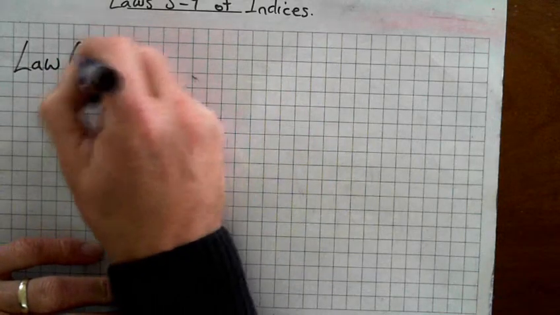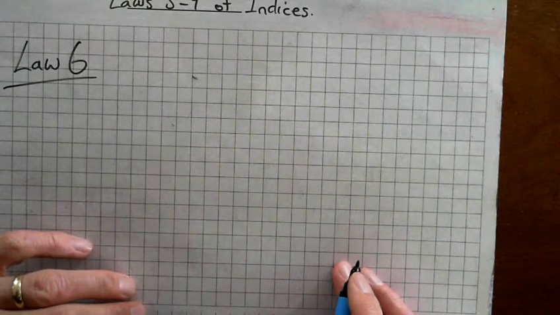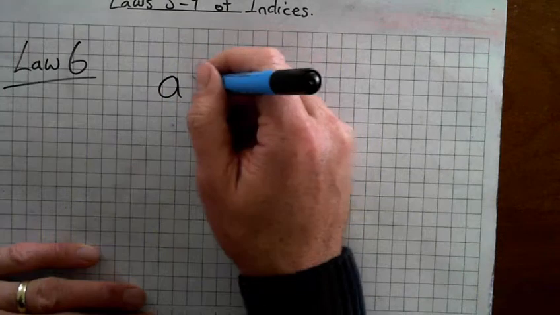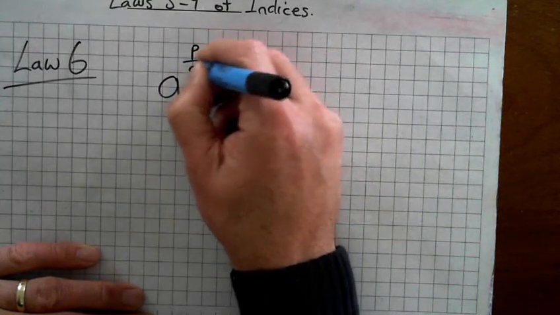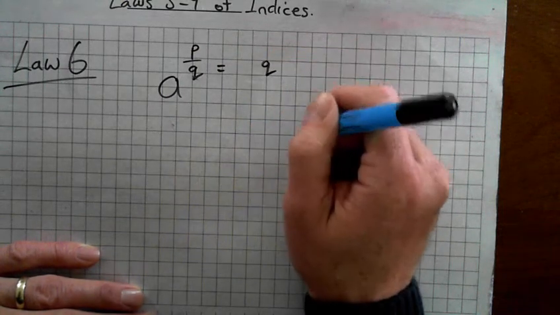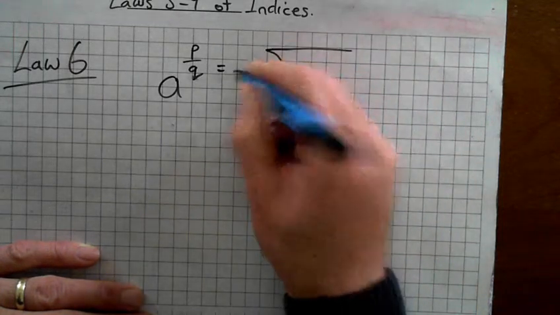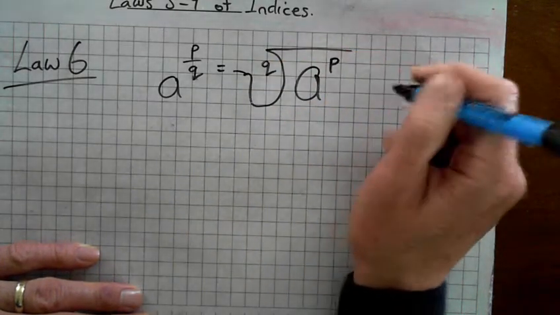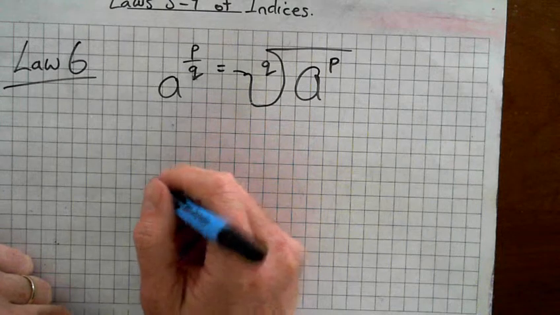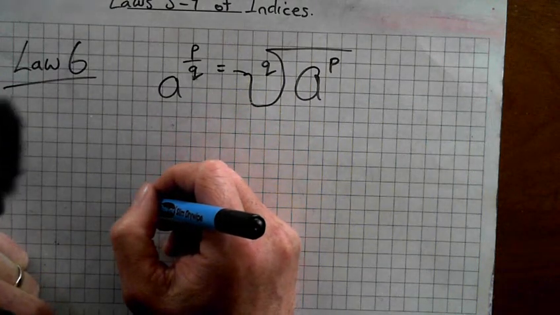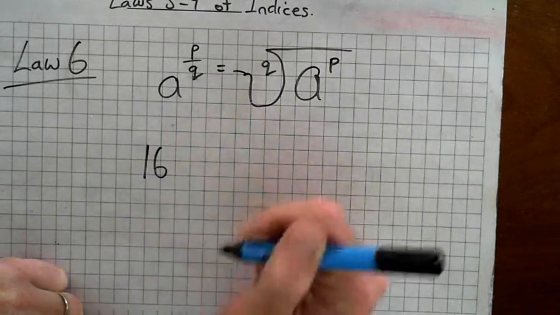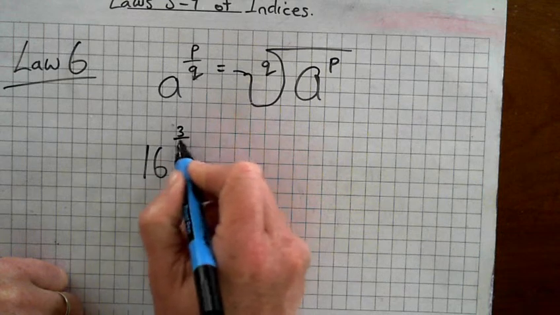Right, we'll go on to law 6. If I have a to the power of p over q, it is equal to, first of all, the q-th root of a to the power of p. Now just watch this one. It's simple. Let's say 16 to the power of 3 over 4.